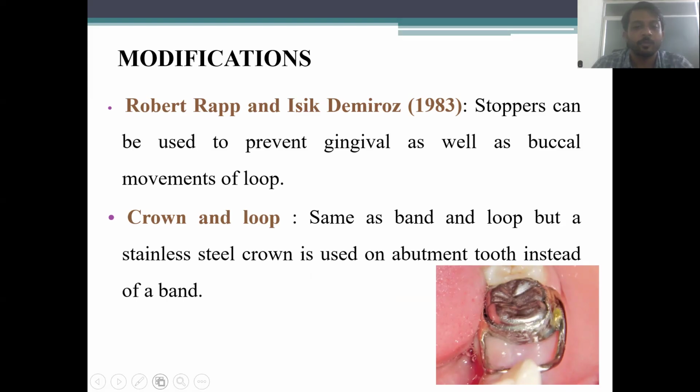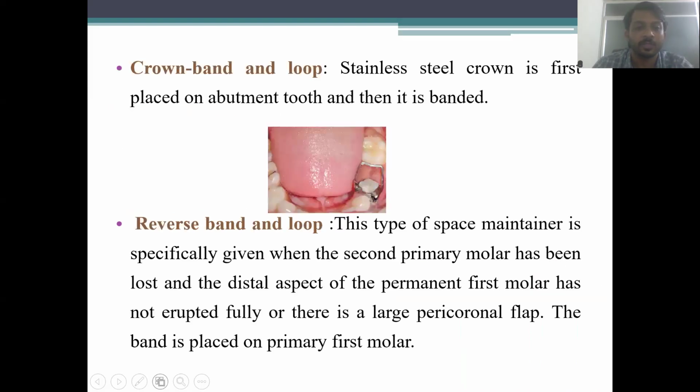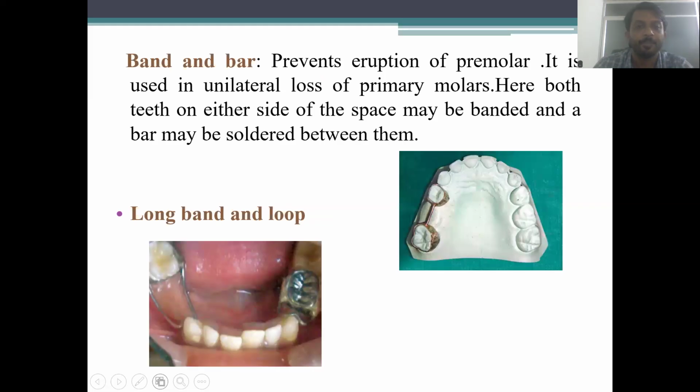Crown and loop is the same as band and loop, but a stainless steel crown is used on the abutment tooth instead of a band. Next is crown, band and loop. A stainless steel crown is done first, and on that banding is done. Next is reverse band and loop. This type of fixed space maintainer is specifically given when the second primary molar has been lost and the distal aspect of the first permanent molar has not erupted fully, so there is a large pericoronal flap. The band is placed on the first primary molar. Next is band and bar. It prevents the eruption of the premolar. It is used in unilateral loss of primary molars. Here, both teeth on either side of the space may be banded and the bar may be soldered between them. Next is long band and loop, used when both the primary molars are lost.